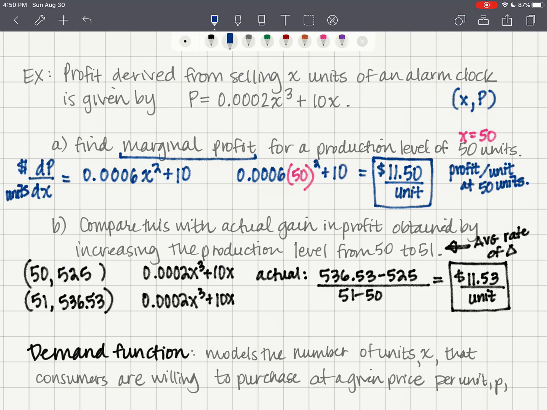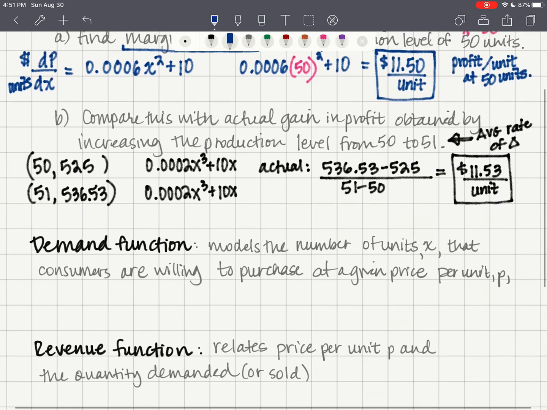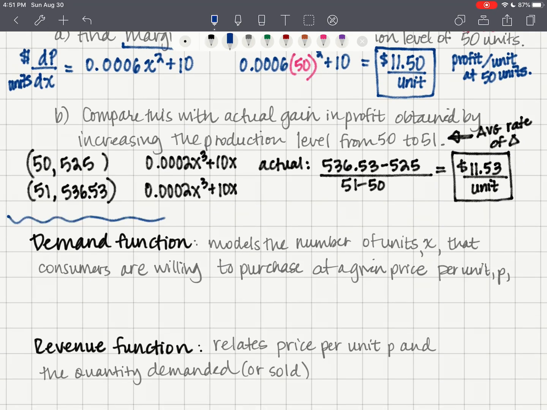So if I had sold 50 units and then I go to 51 units, I'm going to have an additional $11.53 in profit. That's basically what that means. That's your actual, but your marginal profit at exactly 50 is $11.50 per unit. So that's an example of marginal profit.